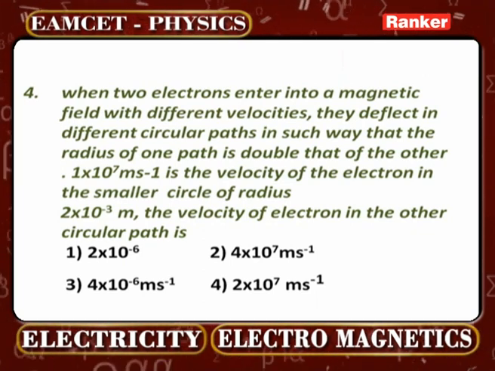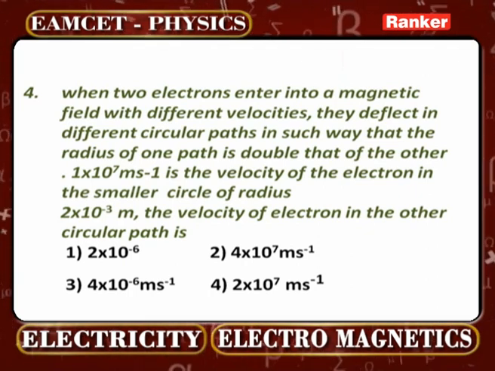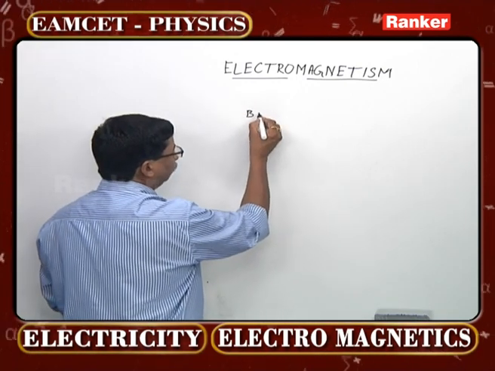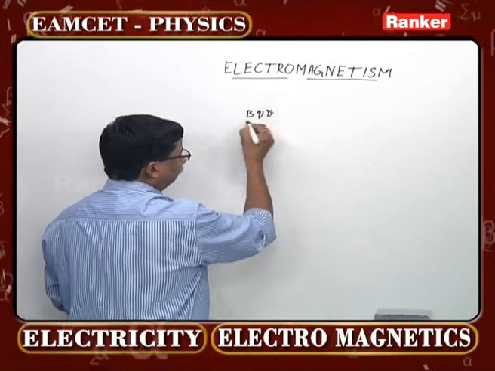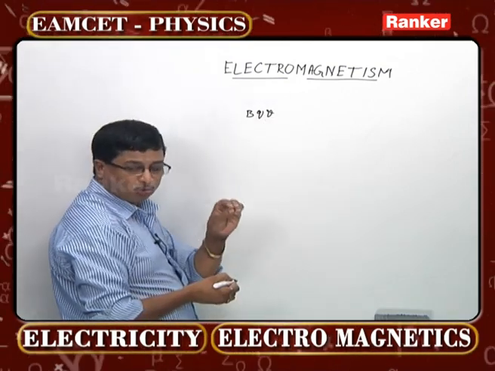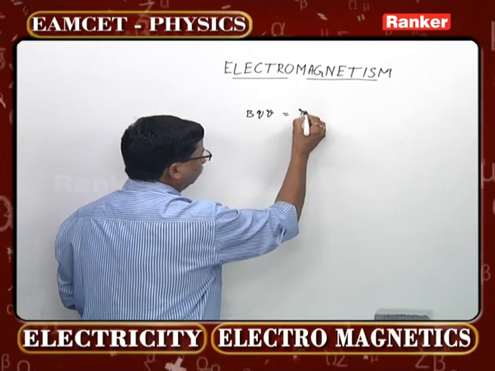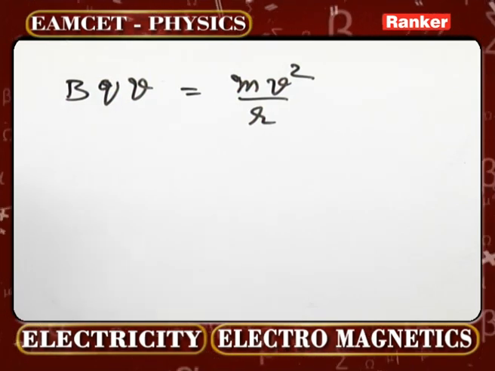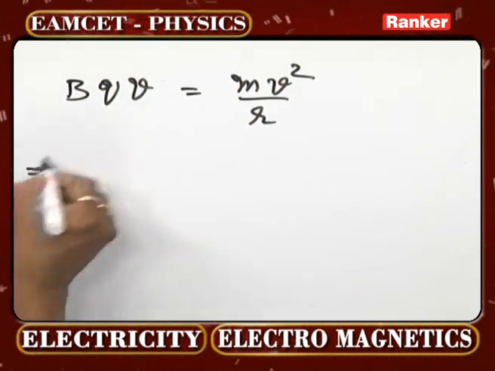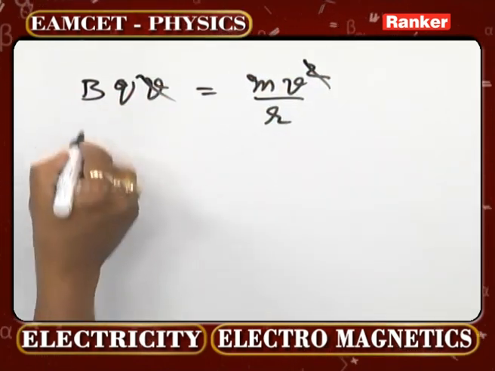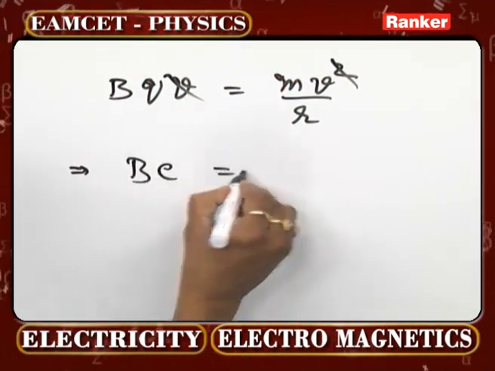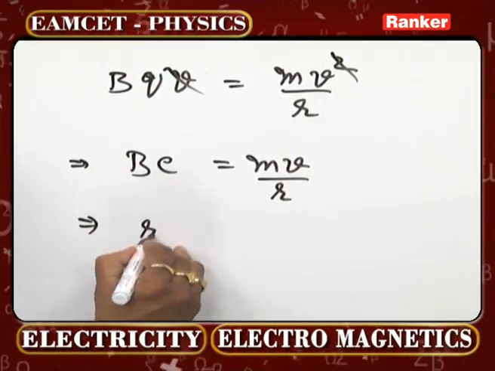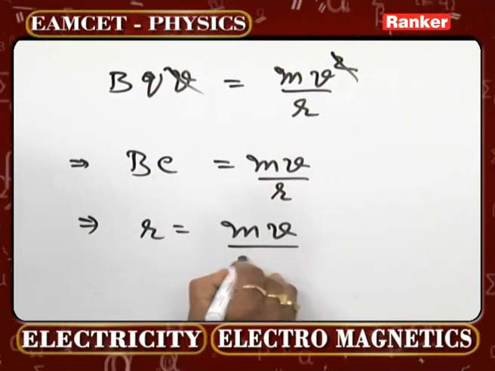That is the concept. Already we have discussed in theory, just now I have reminded you, whenever a charged particle is entering into a magnetic field, BQV, that is the centripetal force acting due to the magnetic field, that is equal to mv square by r, that is a centrifugal force. But in this particular question, if you look at carefully, q is that of an electron. Electron means q will be taken as E. So BE is equal to mv by r, that is the formula. So you can rewrite the same, r is equal to mv by BE.